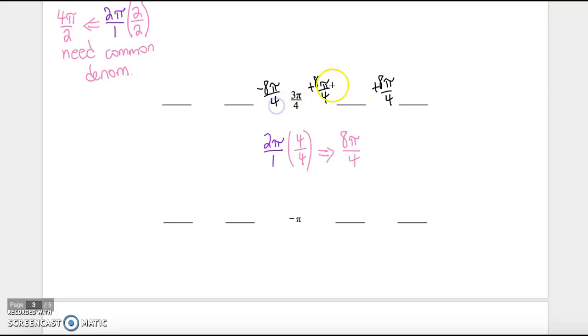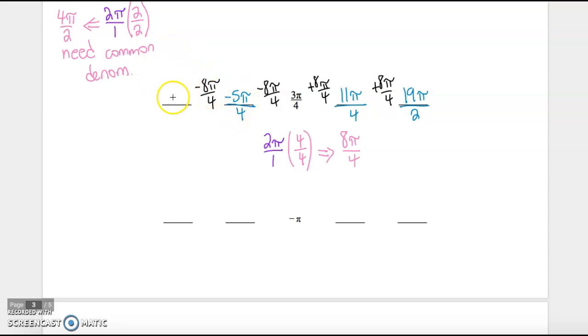Maybe that'll help. So I'm going to add 8 pi over 4 a couple of times, and then I'll subtract 8 pi over 4 a couple of times. When I do that, let's see, I'll get 11 pi over 4 is one of my answers. Then 19 pi over 4 is another answer. So these are 2 positive angles that are coterminal to this one. And if I do 3 minus 8, that gets me negative 5 pi over 4.